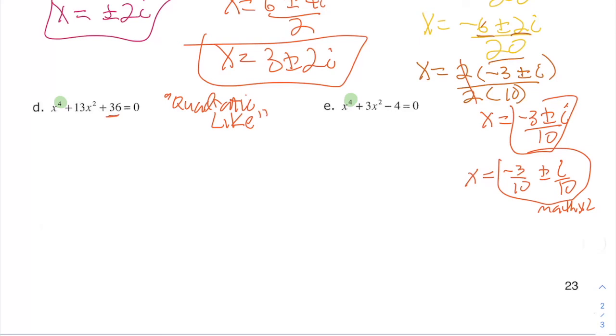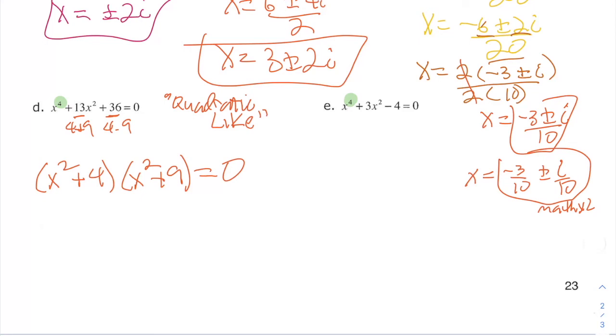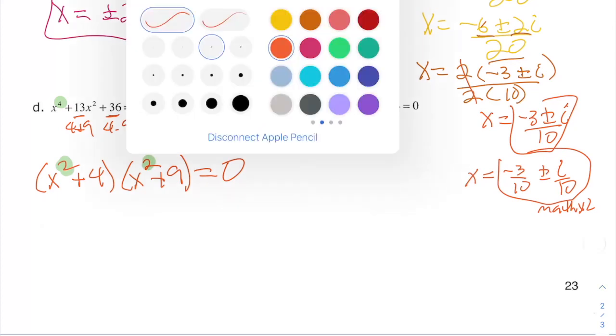So two numbers whose product is 36 and whose sum is 13. Well, that's 4 and 9. So we're going to write this as x squared plus 4 times x squared plus 9 equals 0. The big thing here is, notice the 4th power, and now when I factor it, it's x squared. You can check your answer by multiplying it out.